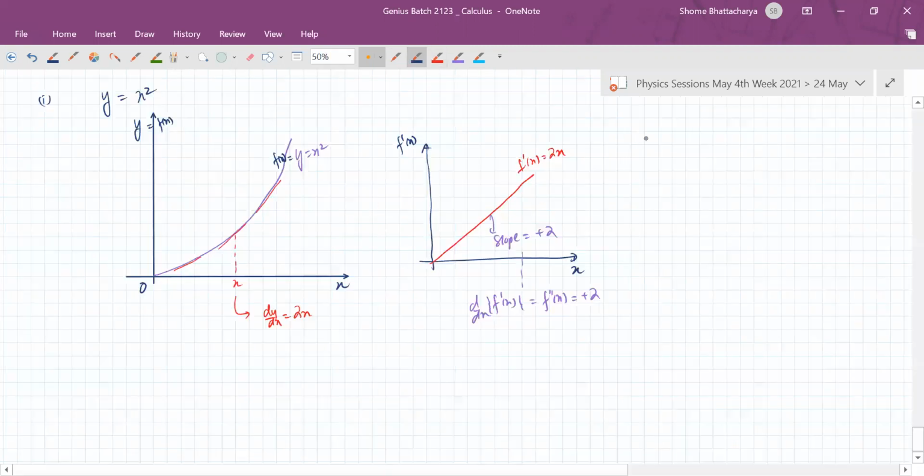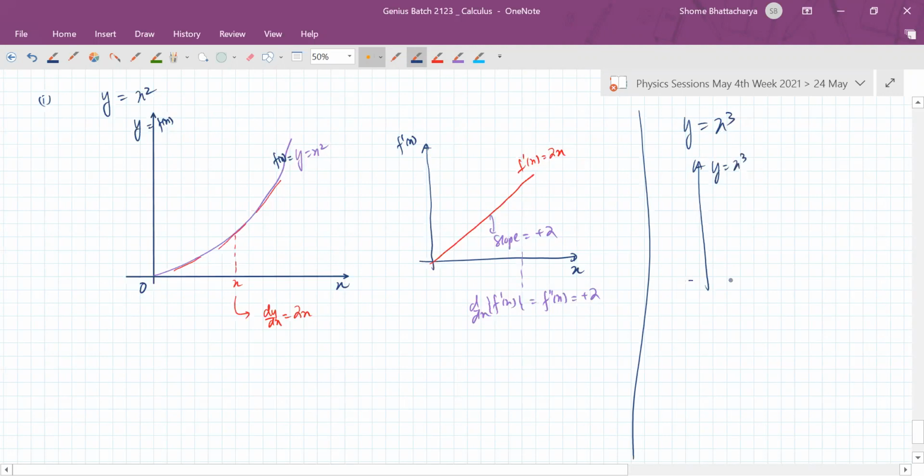Instead of this, if I have, for example, y equal to x cube, and I analyze this function in my graph, that's increasing at an even more rapid rate like this. I can see that the slope is increasing even more rapidly compared to x square. Here dy by dx, or the derivative, is 3x square.